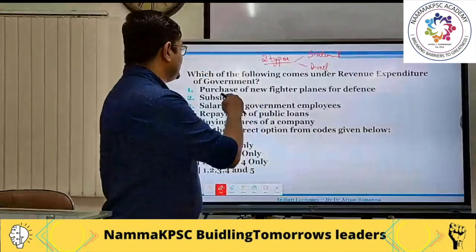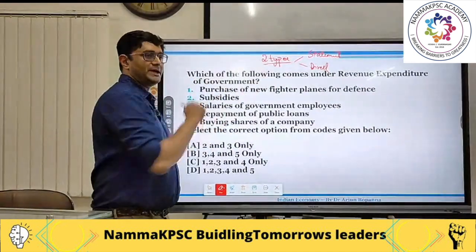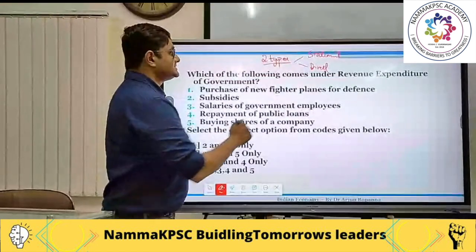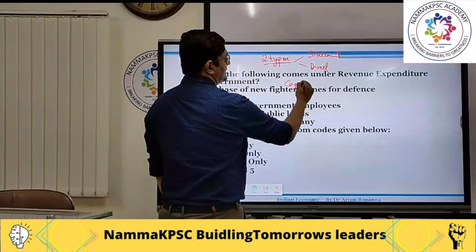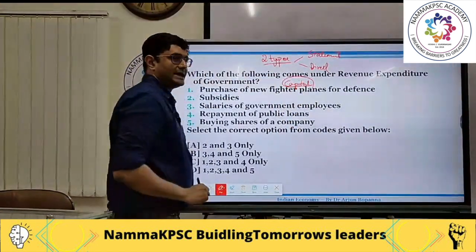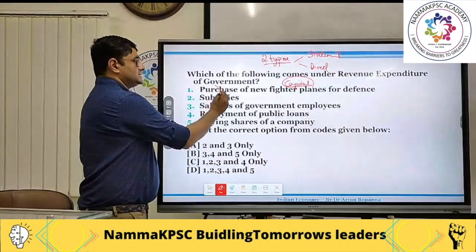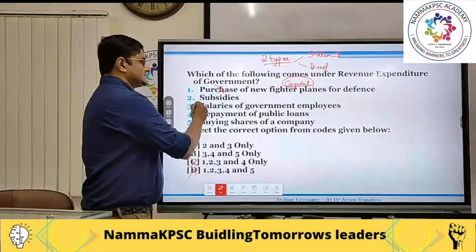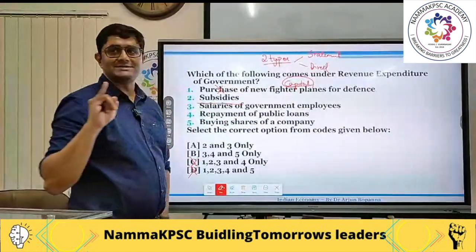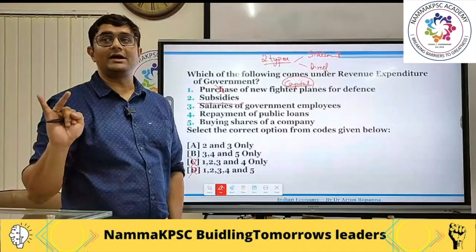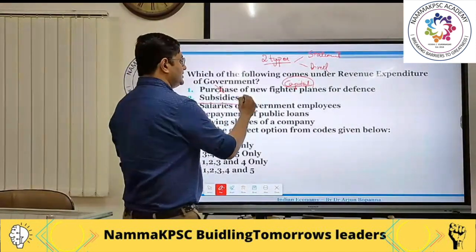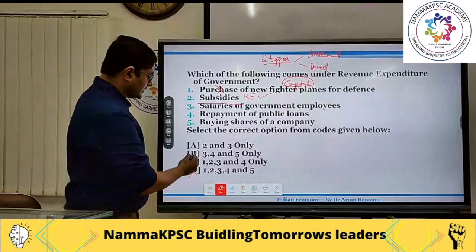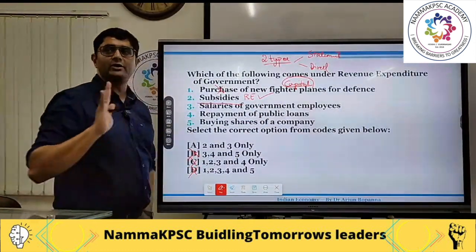Rule out. Let's see. First statement, purchase of new fighter planes. Is it revenue expenditure? No, it is creating an asset, so it is capital expenditure. Therefore this is a wrong statement, and you rule out option C and option D. Then subsidies. Is it creating an asset? No. Is it reducing liability? No. So it is revenue expenditure, and it is correct. So which one can you rule out? Option B. You've already got the answer.